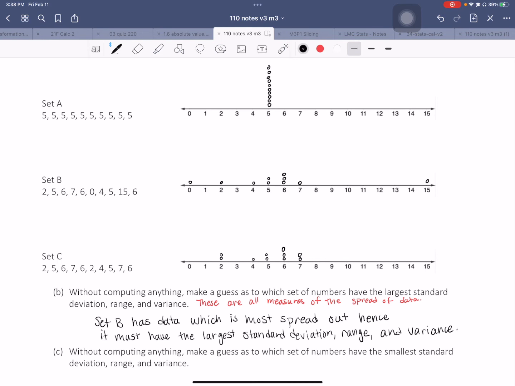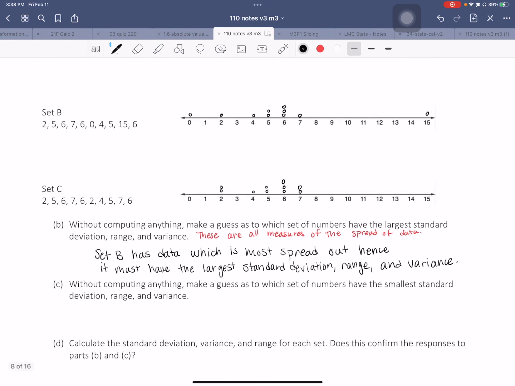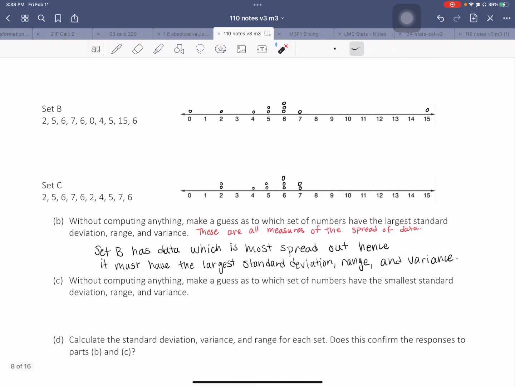All right, let's continue. So without computing anything, make a guess as to which set of numbers have the smallest standard deviation, range, and variance. Well, again, of all our sets, set A was the only one that was stacked up with all the values in one place. So set A has to have the smallest of these three statistics.